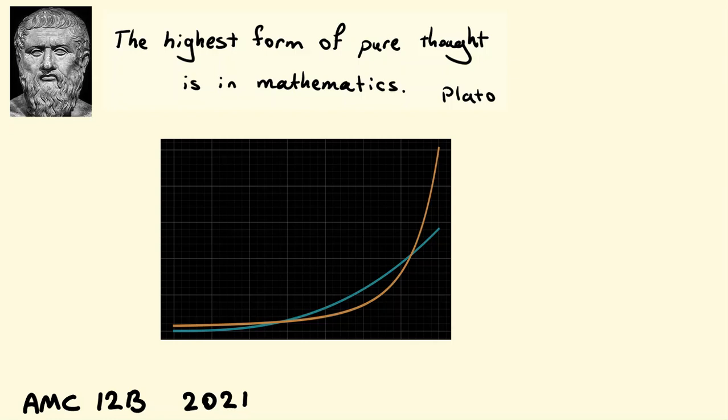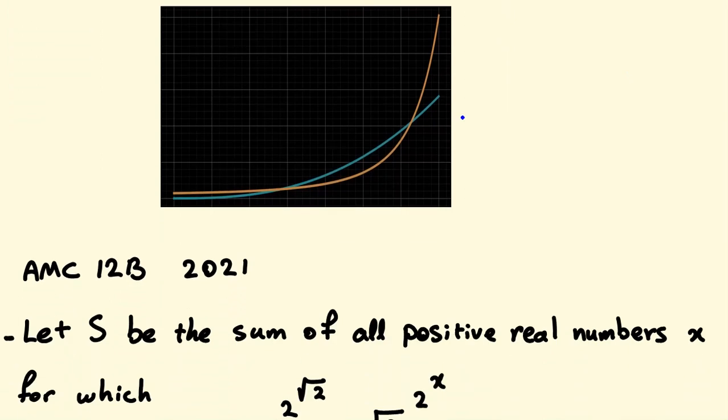The highest form of pure thought is in mathematics. Plato. We want to solve AMC problem, American Math Competition 12B, last year 2021, but we don't want only a rigorous solution. It's good to consider intuitive thinking, paying attention to the diagram. All these things are useful for solving a problem.